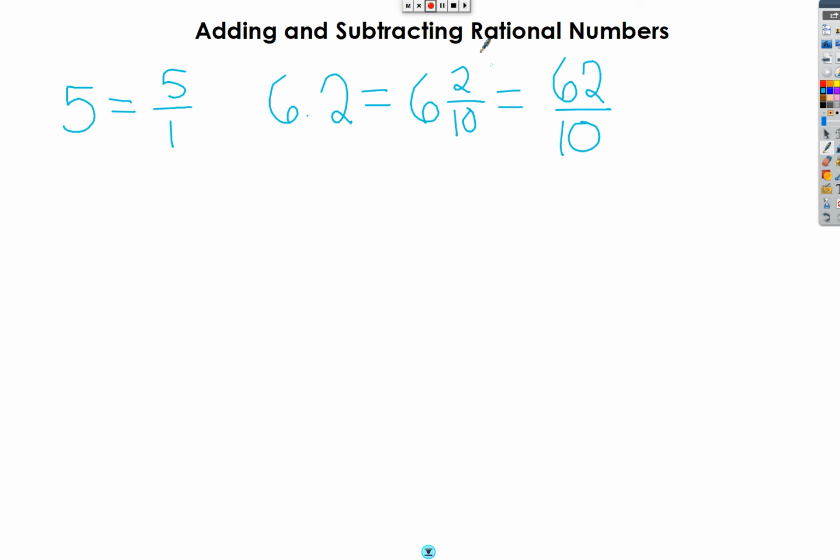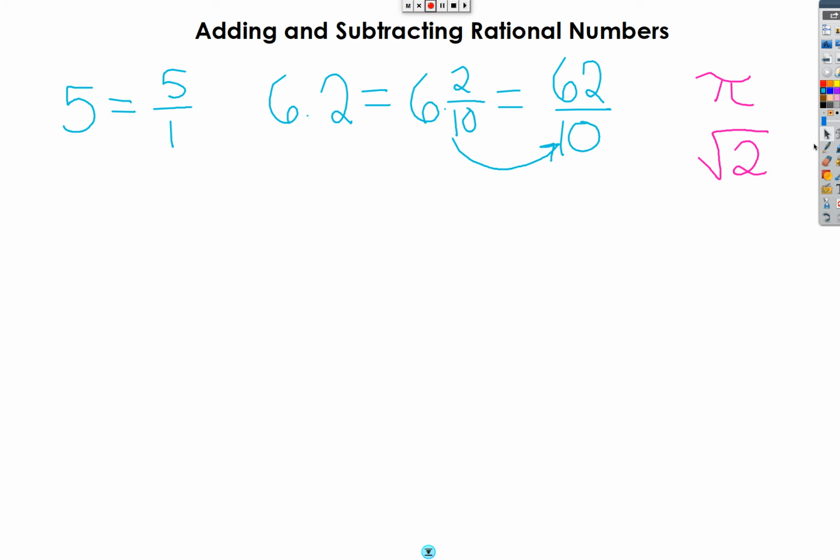So really, if you can write a number as a mixed number, that's also considered a rational number, because we know we can always convert a mixed number into an improper fraction. Okay, so what would not be a rational number? Pi is a number that we can't write as a fraction. Square root of 2 would be a number that we cannot write as a fraction.